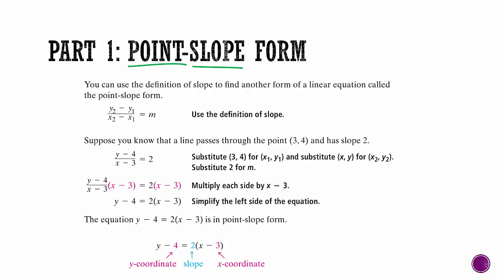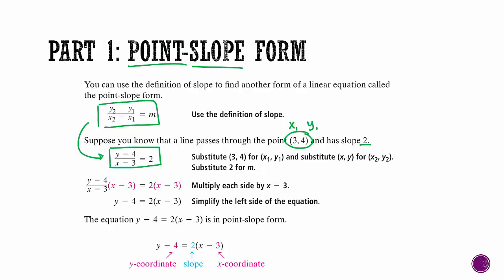So we can derive this or figure out where it comes from if we use the definition of slope. So remember, the definition of slope says that m equals y2 minus y1 divided by x2 minus x1. And then they give us a little bit of information. So let's say that we know a line passes through this point, 3, 4, and has a slope of 2. If we plug that stuff in, we'll make this x1 and y1. If we plug it into the slope formula, we get this.